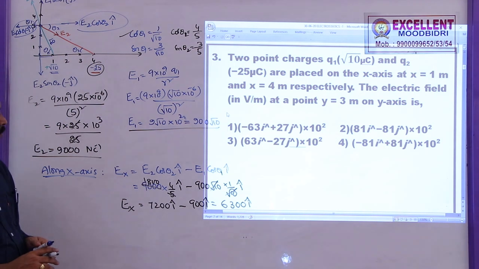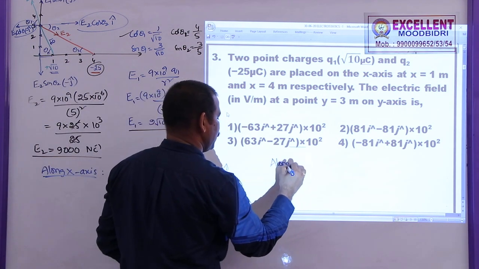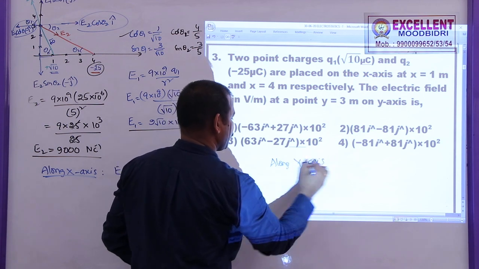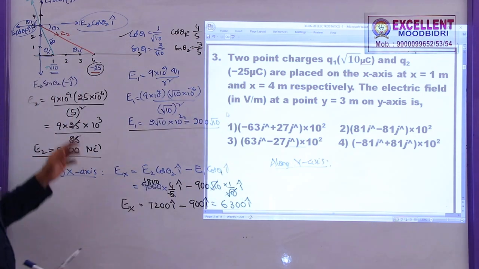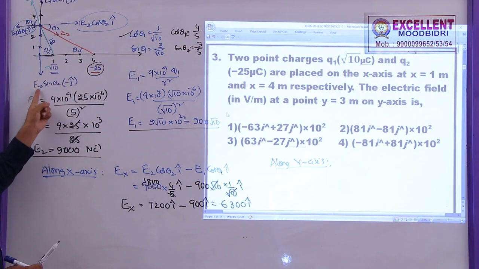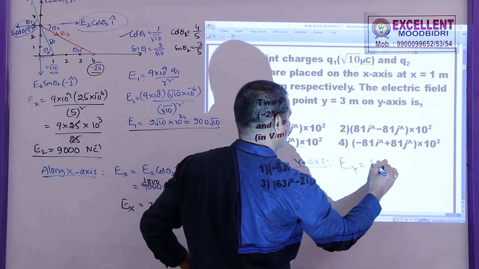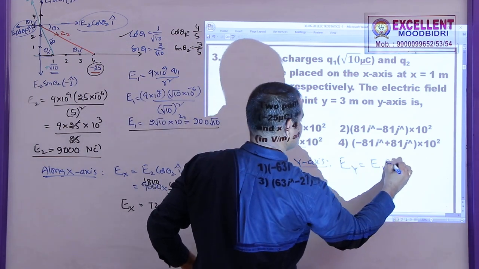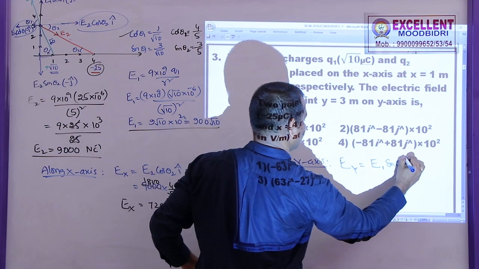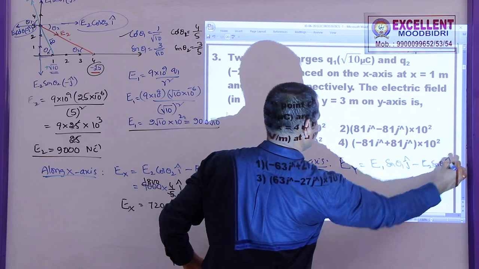Similarly, what is the electric field along the y-axis? So to find out along the y-axis, what are the components? The positive value E1 sin theta 1 minus E2 sin theta 2 j. So Ey is equal to E1 sin theta 1 j cap minus E2 sin theta 2 j cap.